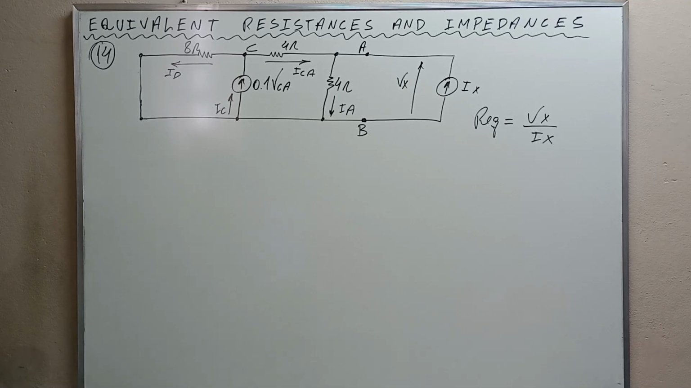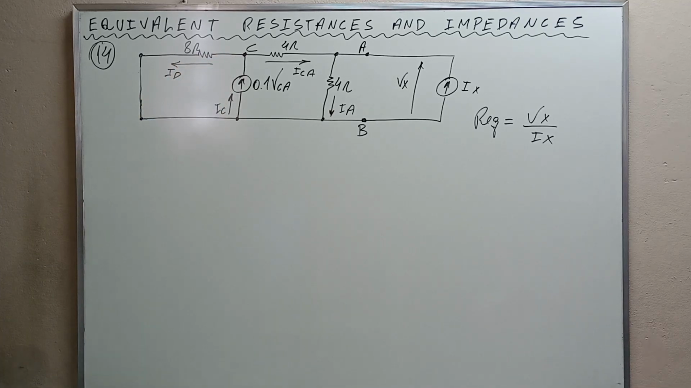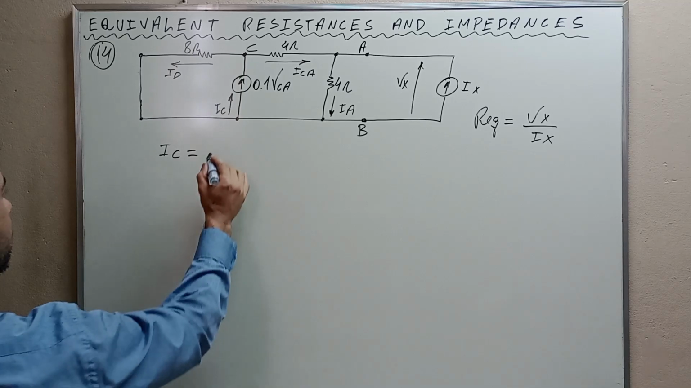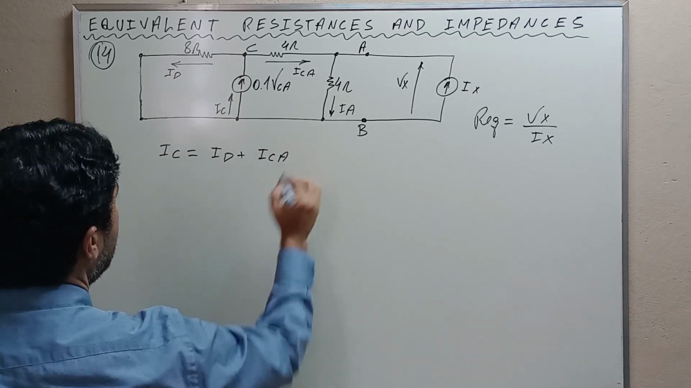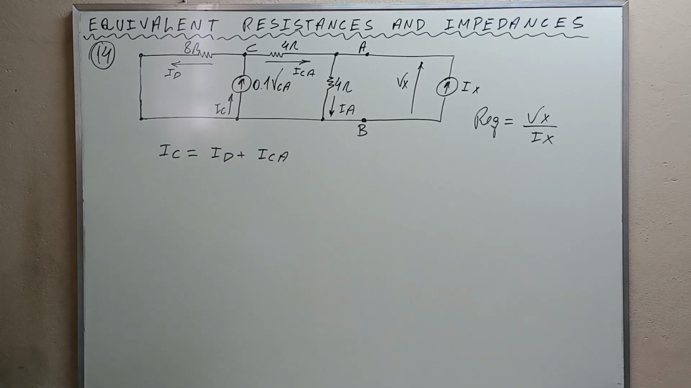Let's apply KCL at the node C. Here, remember that the sum of the currents that enter a node has to be equal to the sum of the currents that leave the node, okay? Therefore, IC enters the node. IC will be equal to ID plus ICA. ID and ICA leave the node.